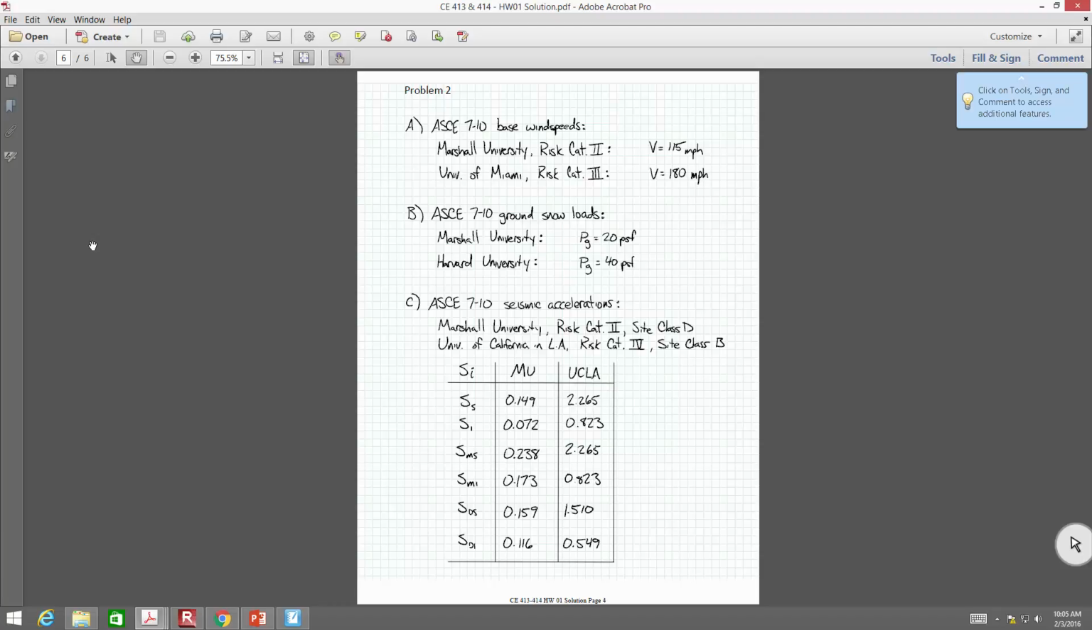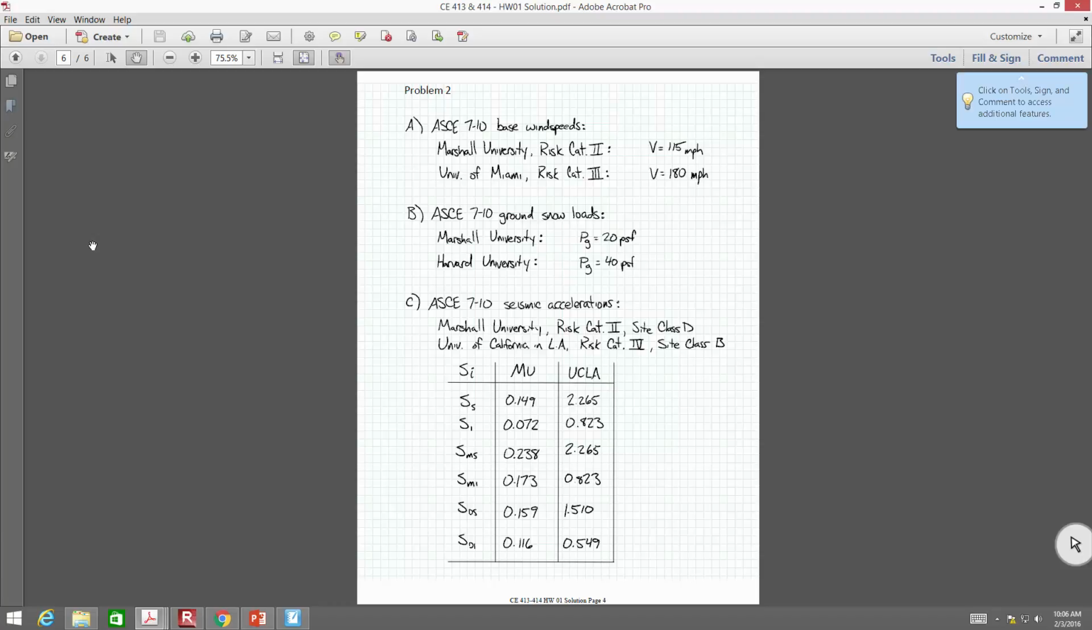When we're dealing with coastal regions, like out in Miami, wind speeds get larger because of hurricane force winds. That gets us up to 180 miles per hour. That's wind. Snow loads: here at Marshall, the design ground snow load is 20 PSF. Up at Harvard, it's a little farther north, so the snow load gets a little larger, 40 PSF.